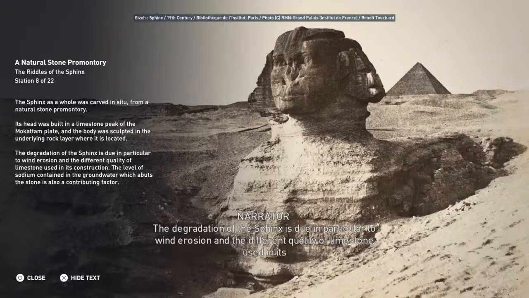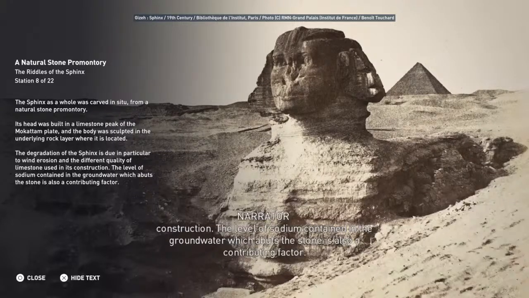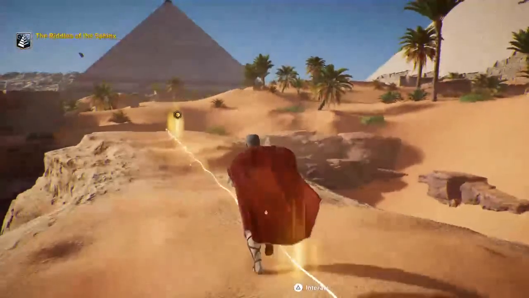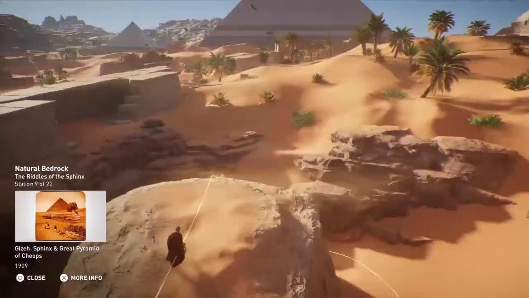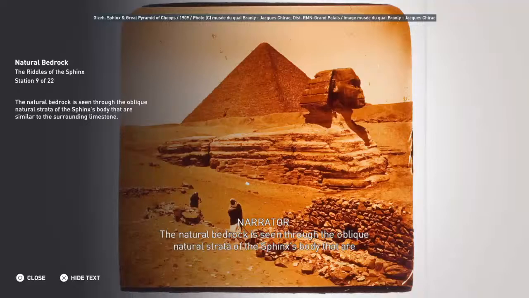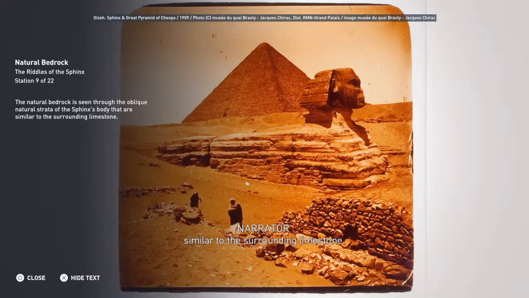The degradation of the Sphinx is due in particular to wind erosion and the different quality of limestone used in its construction. The level of sodium contained in the groundwater which abuts the stone is also a contributing factor. The natural bedrock is seen through the oblique natural strata of the Sphinx's body that are similar to the surrounding limestone.